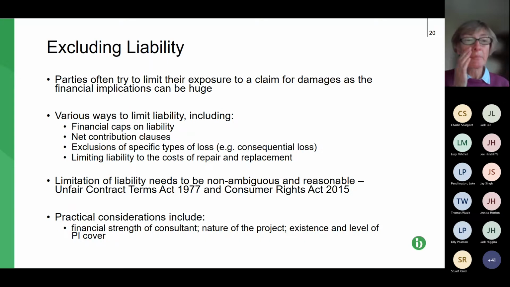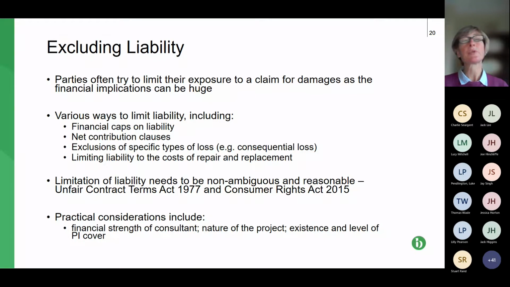So, in terms of the final point, practical considerations to include: the financial strengths of all of the parties. Now, this would be at contract negotiation, and of course, particularly on big projects, it might take 18 months, 2.5 years, something like that. Financial positions can change. Think about the nature of the project.